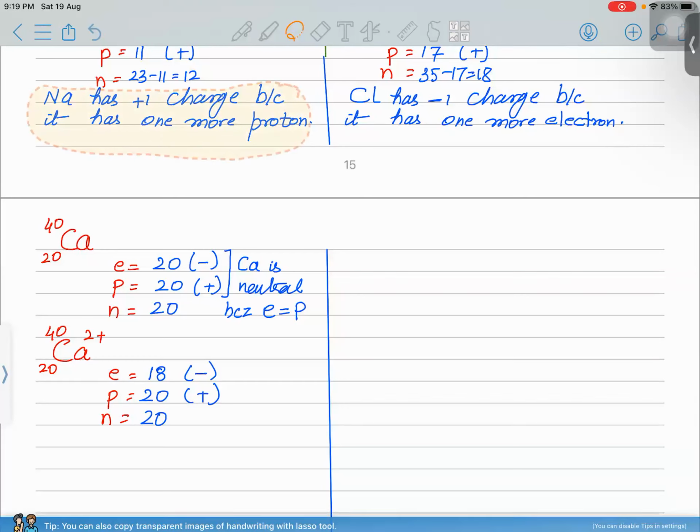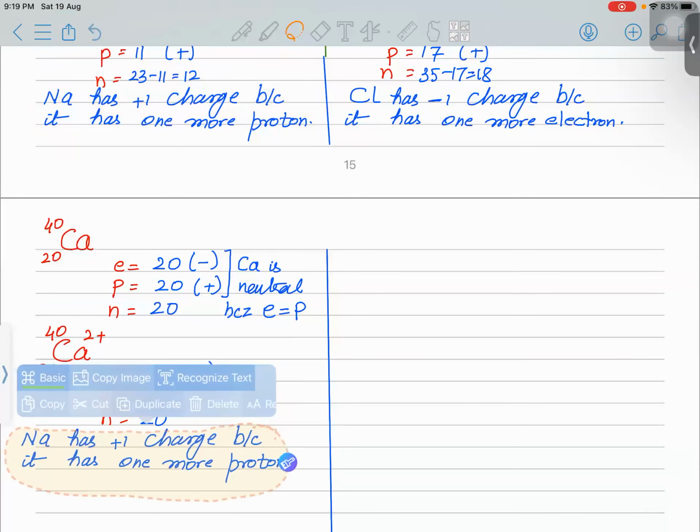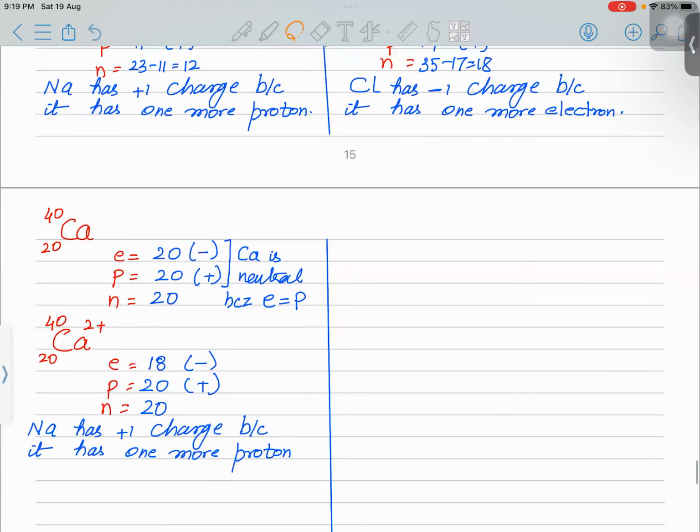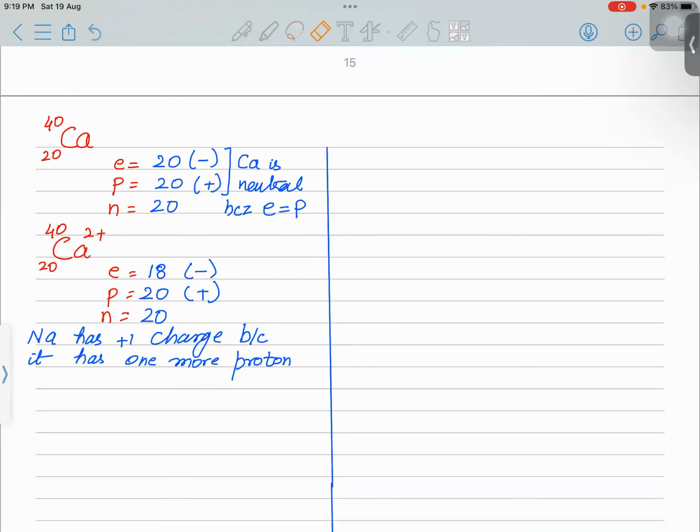So this time calcium has plus 2 charge because it has two more protons. Yes, two more.